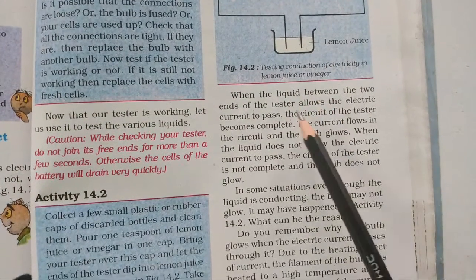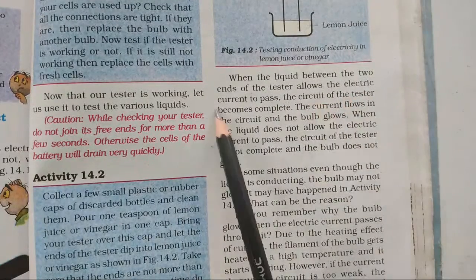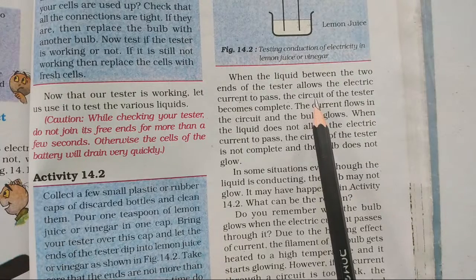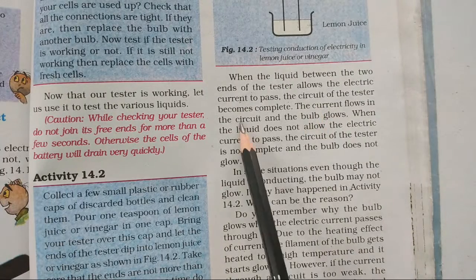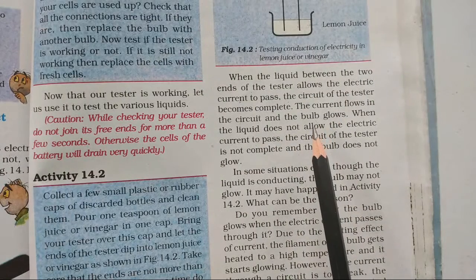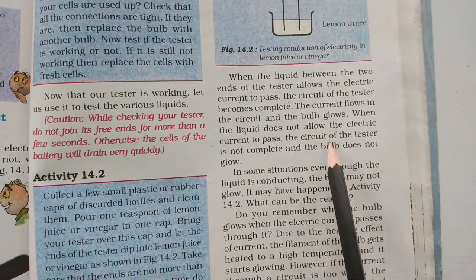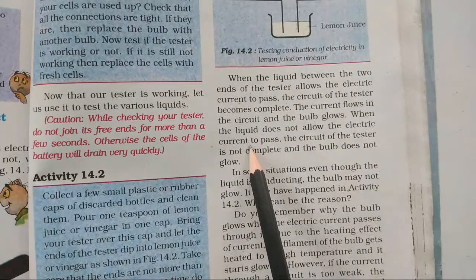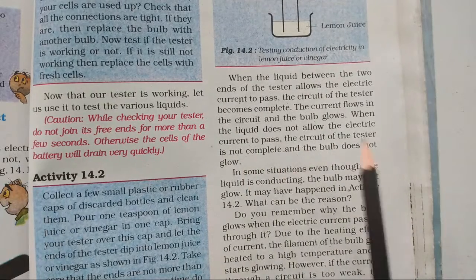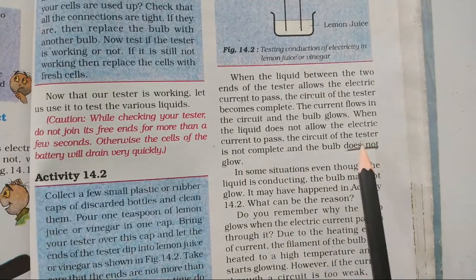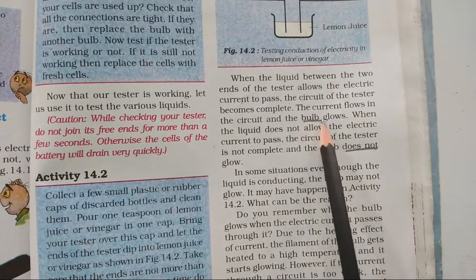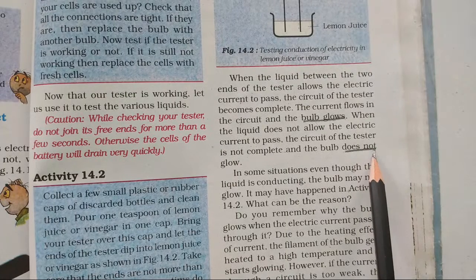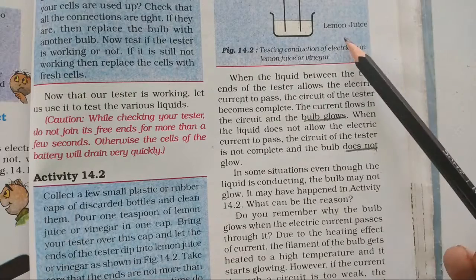When the liquid between the two ends of the tester allows the electric current to pass, then the circuit of the tester becomes complete. When the circuit is complete, the current flows and the bulb lights up. This shows that the liquid is a good conductor of electricity. When the liquid does not allow electric current to pass, then the circuit is not complete and the bulb does not glow. So either the bulb will glow or the bulb will not glow. When the bulb lights up, it means the liquid was a good conductor.